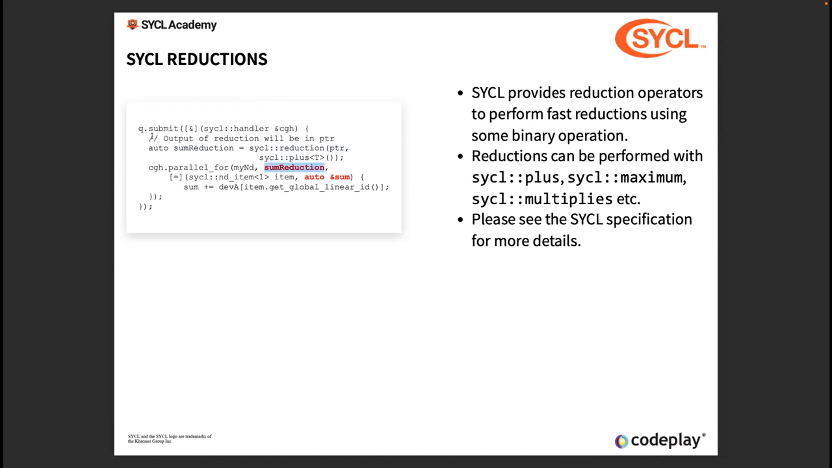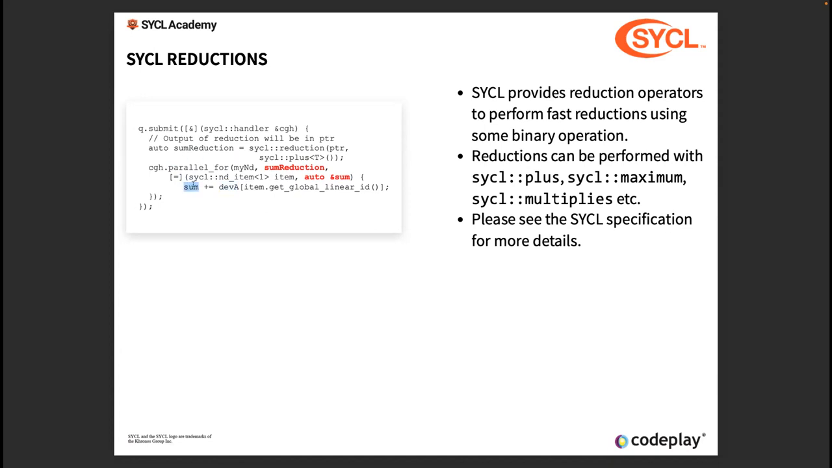And then when I create my command group handler, I use my parallel_for as usual, but now I have a new template parameter with my sum reduction. Inside my lambda I now have two parameters. One is a traditional item or nd_item, and the other is a sum, which corresponds to the sum reduction object that has been initialized to zero. Then I can just use it with plus equal, or you have other member functions if you want to use them.